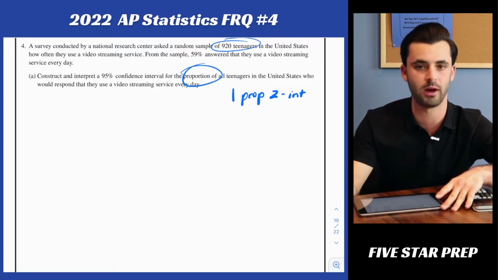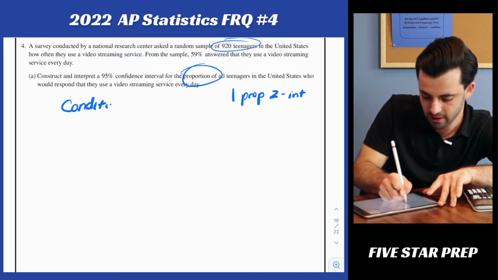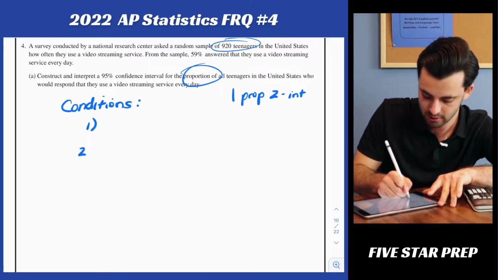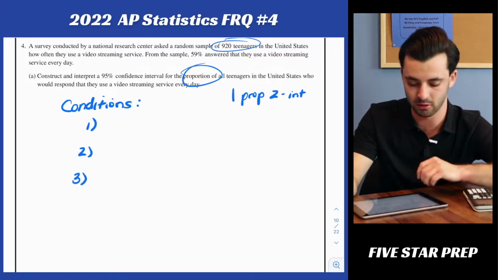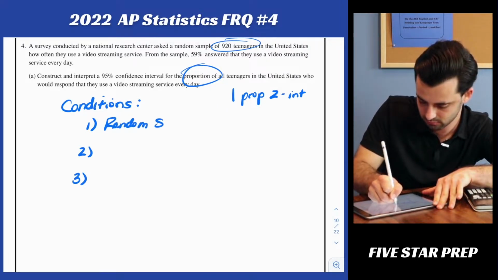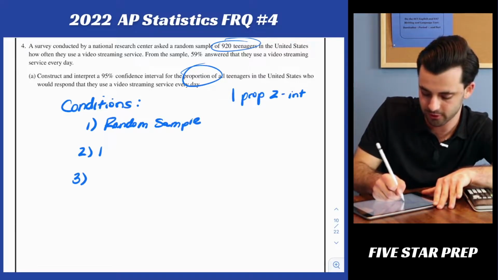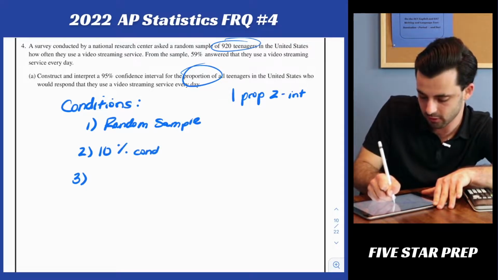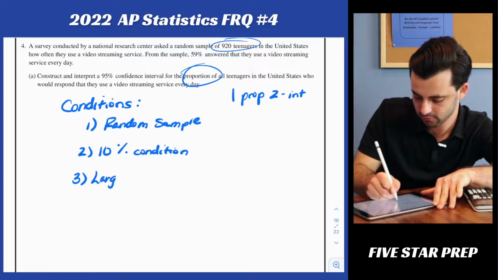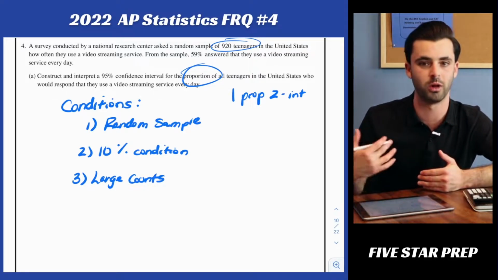And now let's go ahead and find it. Before we create our interval, we always need to check our conditions. Our conditions, which by the time you take the AP exam, you should have written 1,000 times. Here, for a 1 proportion z interval, our conditions are going to be a random sample. We also have our 10% condition, which is going to denote independence, and then our large count condition.